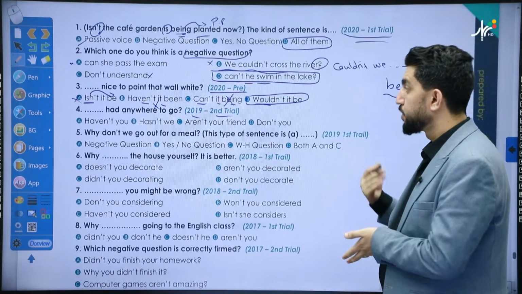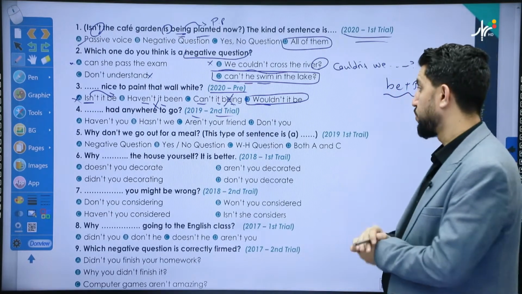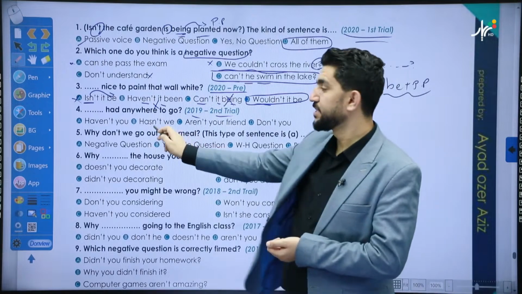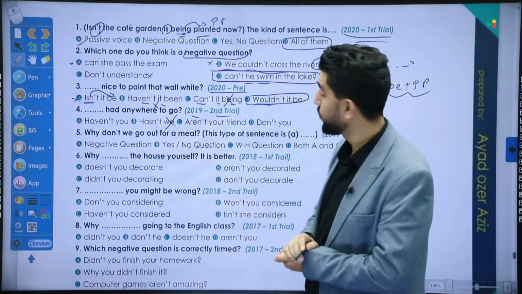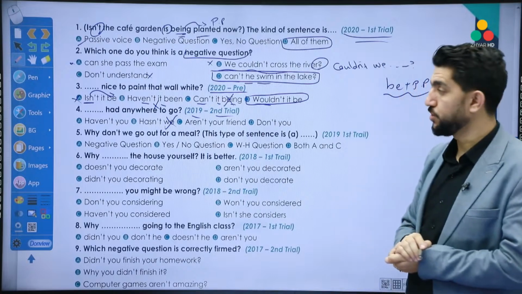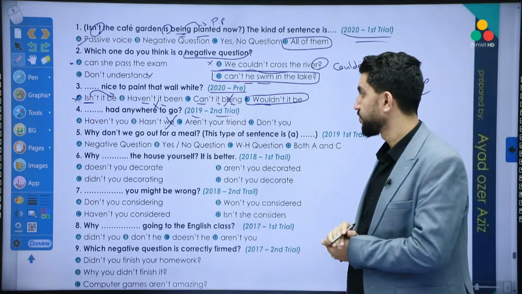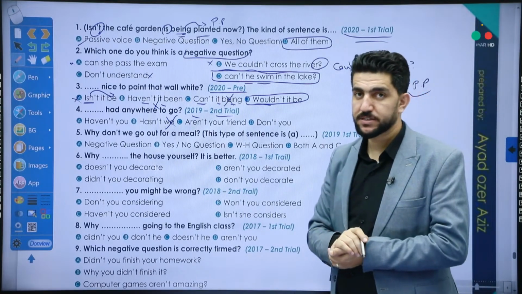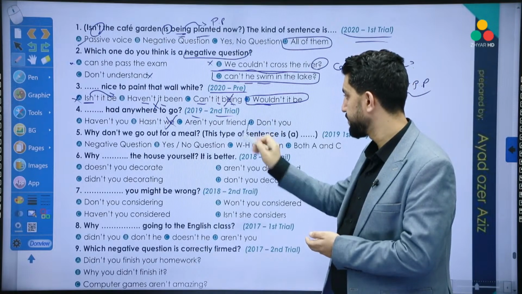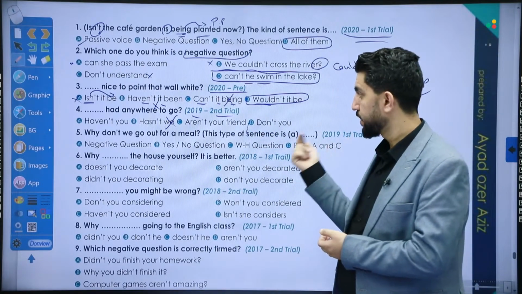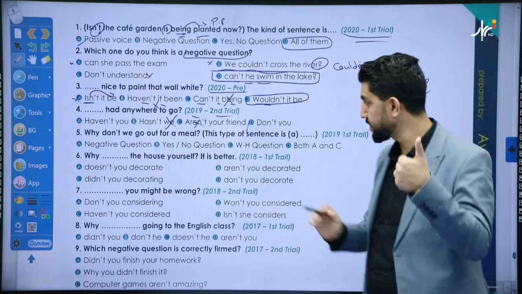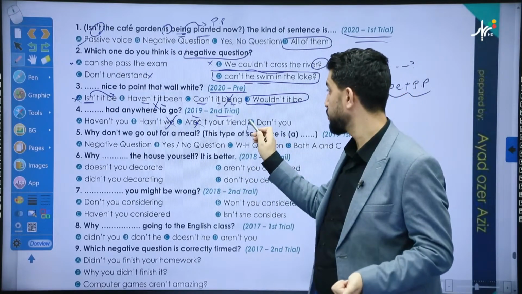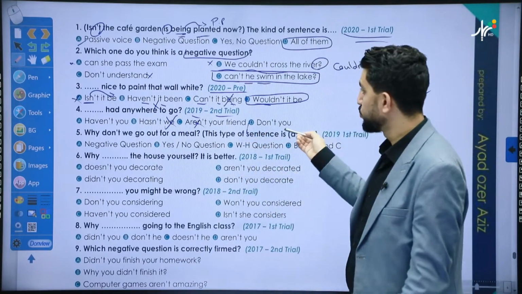All right. Choose something that's completely wrong. Look at here. Hasn't we? Do we use hasn't with we? No. We don't use it. Haven't you? This one is correct, but wait. Aren't your friend? Your friend is singular. Is one. Isn't your friend, not aren't. Am I right? So it's one friend. It's not friends.